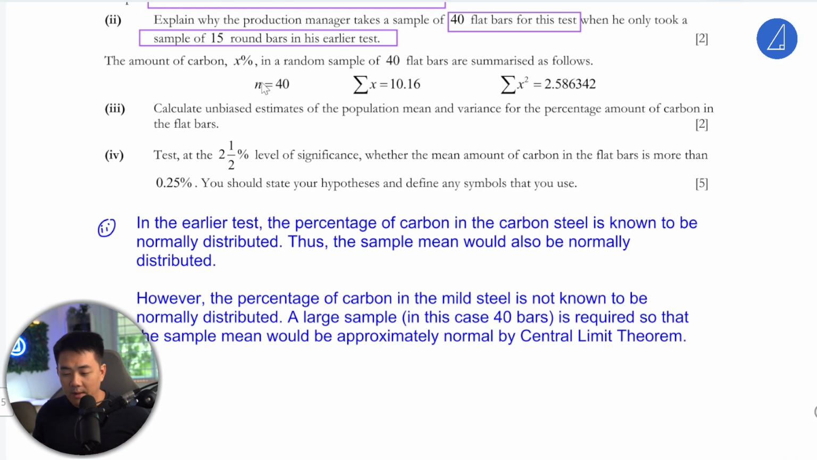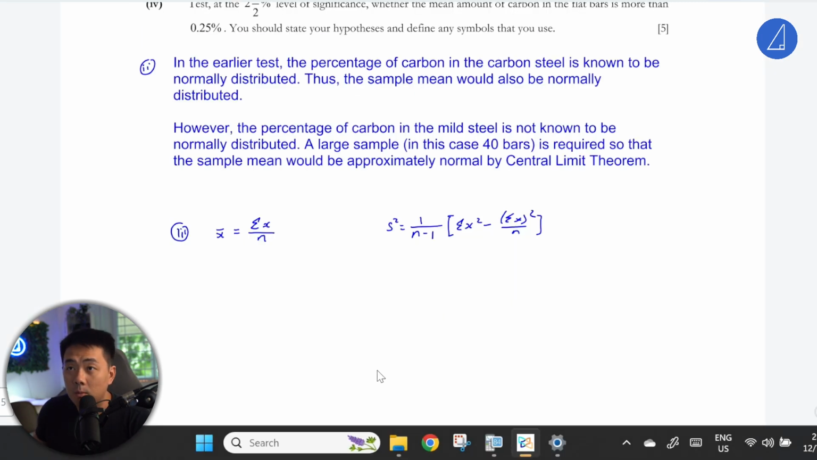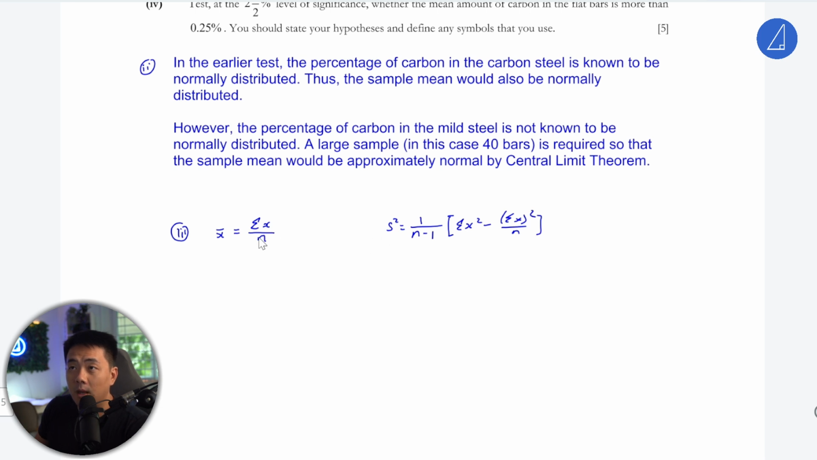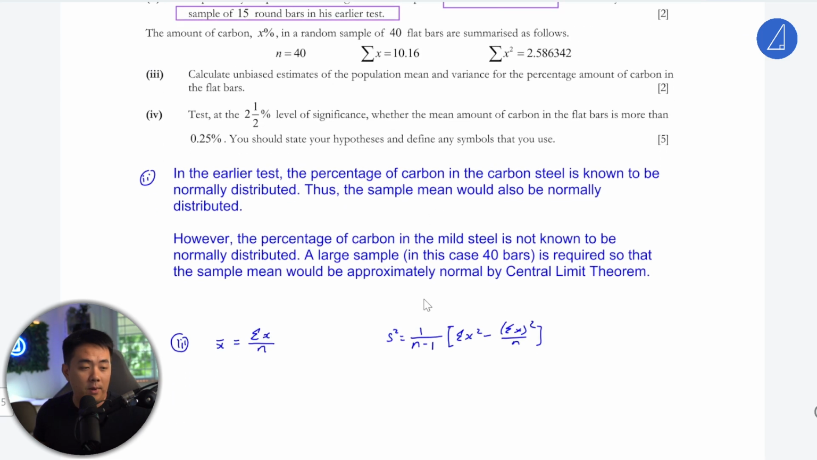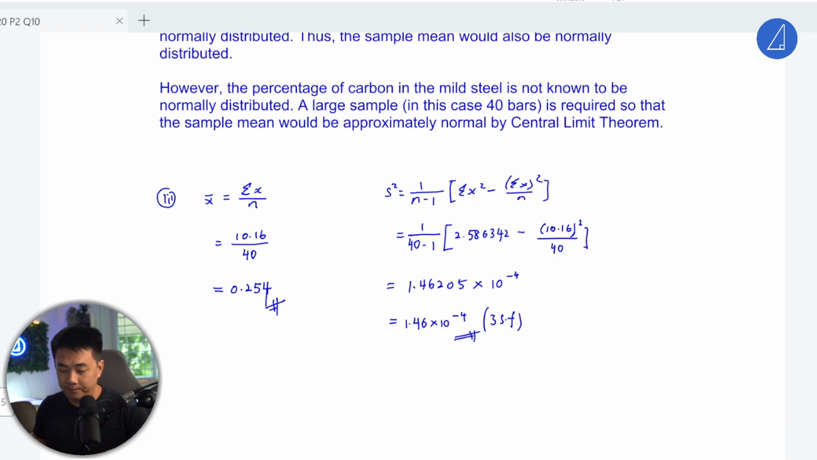Let's look at part 3. Part 3 says the amount of carbon X% in a random 40 flat bars is assumed to be as below. Calculate the unbiased estimate of population variance and mean. I think this is pretty okay. Just use the formula, which is found in the MF26 or 27. So what you're going to do is just plug in the values and plug and play. So this is the answer.